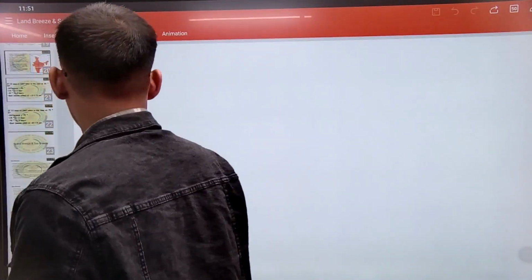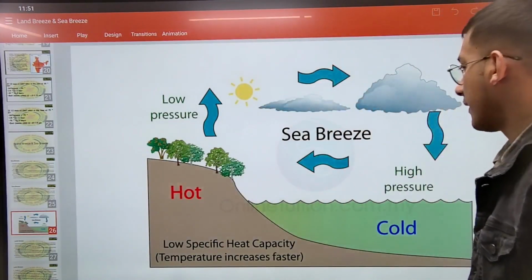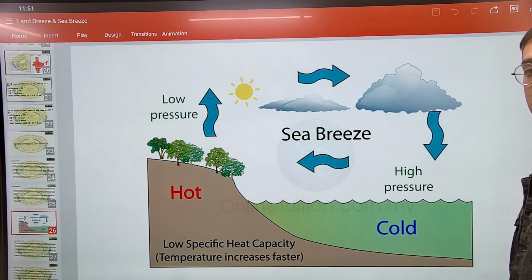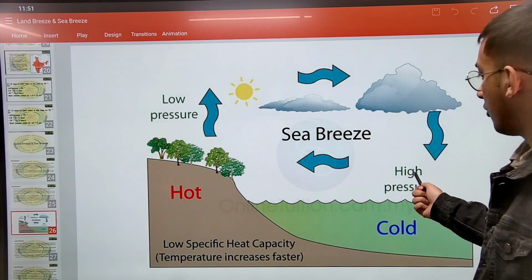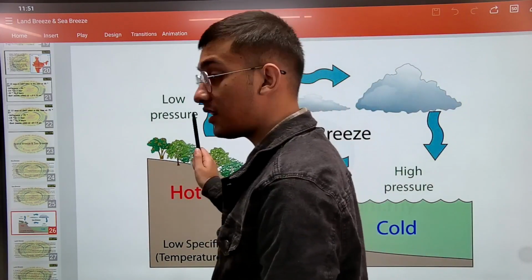So we can see here the diagram for sea breeze. So land is hot, it's low pressure. Sea gets warm slowly, it's high pressure. Thus, it goes from high pressure to low pressure. Similarly, this is during the day.